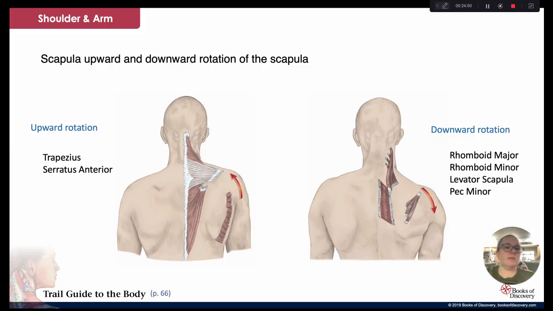Okay, so we're talking about scapula upward and downward rotation. So first picture, if we're talking about downward rotation, here's your scapula. We're going to talk about it moving this way. Just kind of imagine that superior border moving, right? And downward would be away from the center line. So if we're going this way, it's downward rotation. And here's some muscles involved with that movement of the scapula.